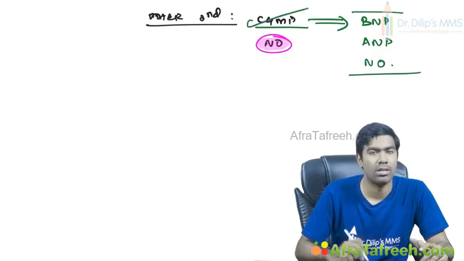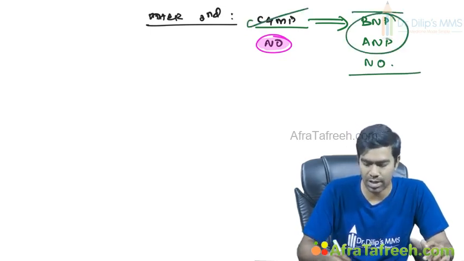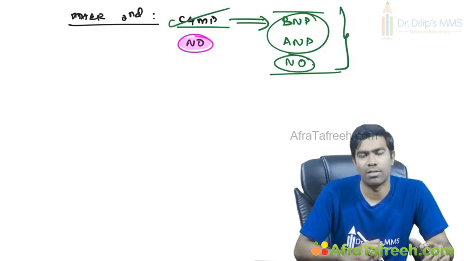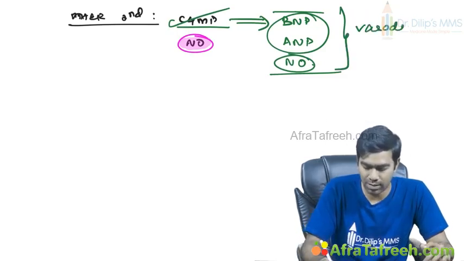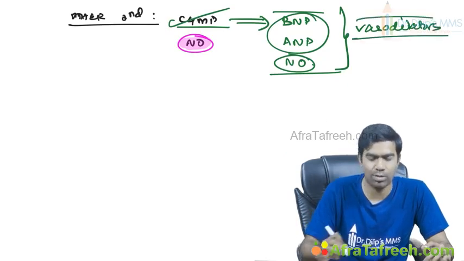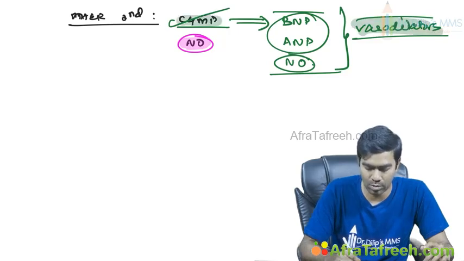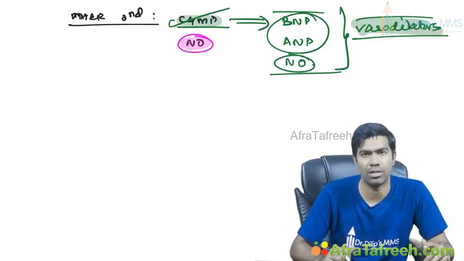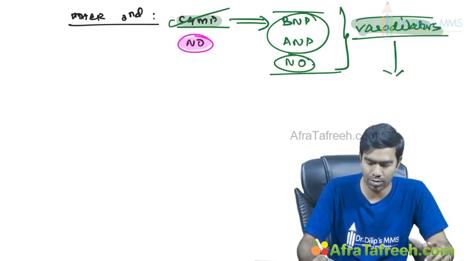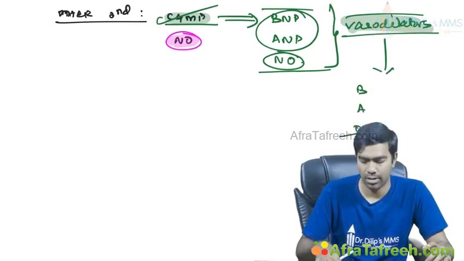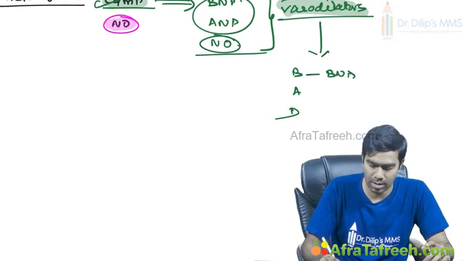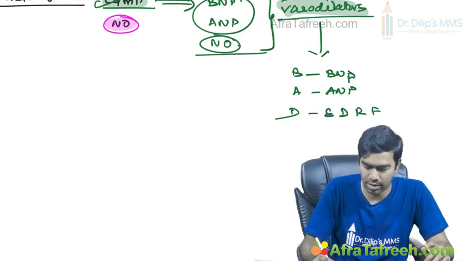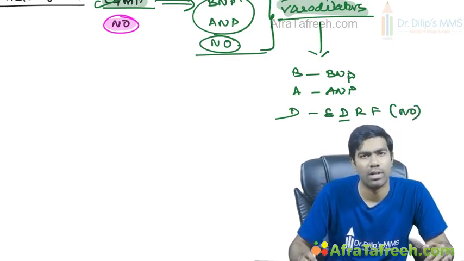These are 3 things that work through cyclic GMP, which means you can remember these natriuretic peptides and nitric oxide. Still, if you have any confusion with this, you can remember that these are vasodilators. So vasodilators are going to act through cyclic GMP pathway. Yes, ANP is a vasodilator, BNP is an excellent vasodilator, and nitric oxide is also an excellent vasodilator. Still, if you have a confusion, remember by a mnemonic called BAD, where you can remember BNP, ANP, and endothelium derived relaxing factor, that is nitric oxide.